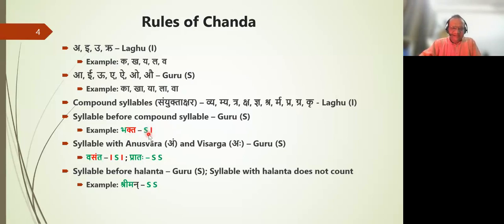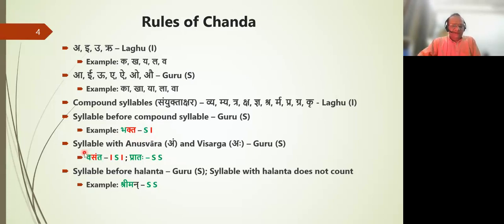So the green S that you see is guru and the red I that you see is laghu. So there is one guru syllable and one laghu syllable. Guru is 2 units of matra and laghu is 1 unit of matra. So the total number of matras in this is 2 plus 1, 3.